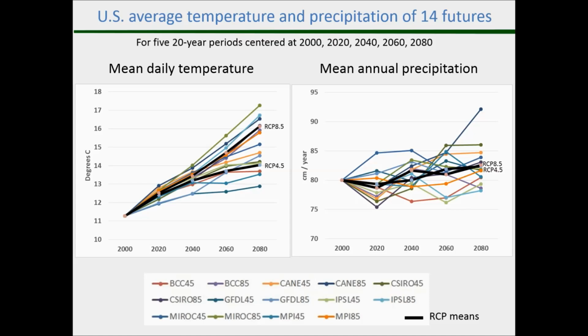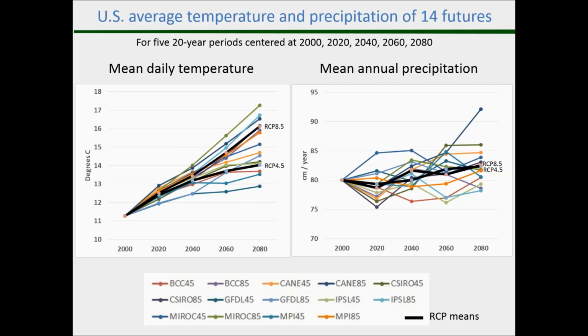And here are some graphs of mean temperatures and precipitation levels across the U.S. for 5 20-year periods. And you can see on the left that temperature on average is increasing over time, as certainly expected. The darker lines there are the RCP averages. You can see that temperatures with RCP 8.5 tend to be higher than those for 4.5. You also see that there's quite a variation among the 14 futures. The GCMs are projecting different temperature levels over time, although pretty much always increasing.